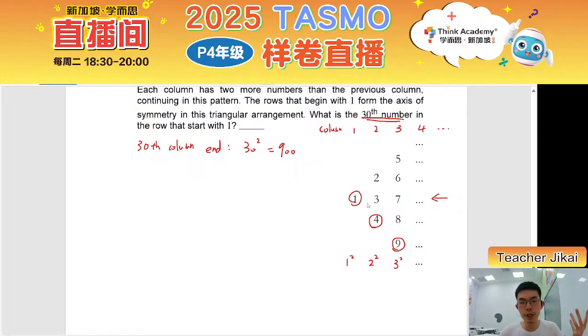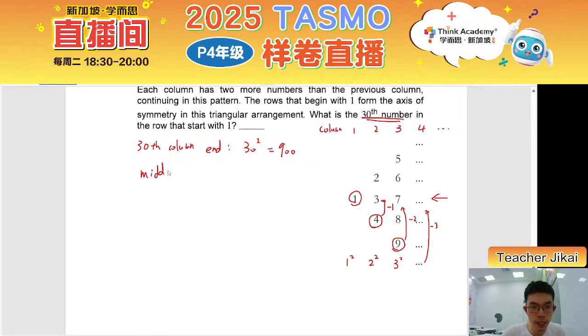So how can we shift from the last row to the middle of the row? So for 4 here, to go to the middle of the row, we minus 1. For 9 here, to go to the middle of the row, we minus 2. For the 4th column, to go to the middle, we minus 3. Second column minus 1, third column minus 2, fourth column minus 3. So 30th column we minus what? Yes, 30th column we minus 29.